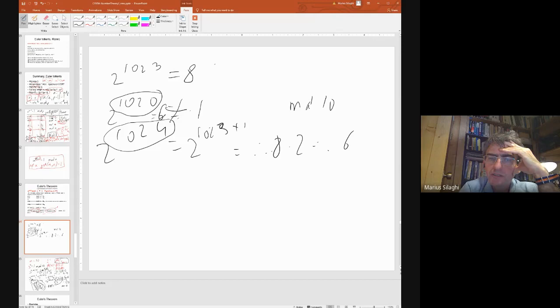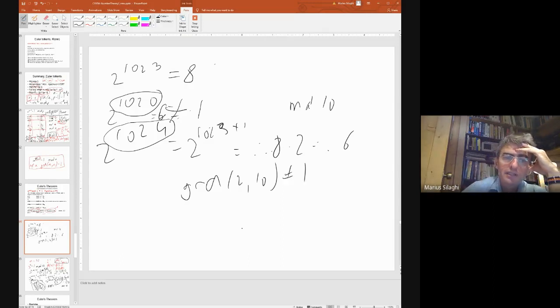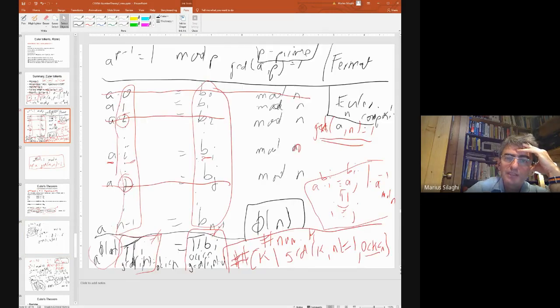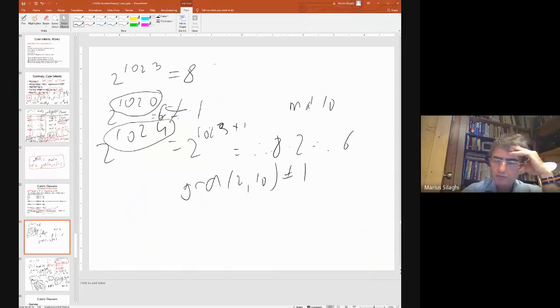Because the greatest common divisor between 2 and 10 is different from 1. The condition of Euler's Theorem is that it only works if the greatest common divisor between a and n is 1. Here the base is 2, and 2 is not relatively prime to 10. So you cannot say that 2 to a power that is a multiple of 4 is equal to 1. Euler's Theorem only applies if the base is relatively prime to n.